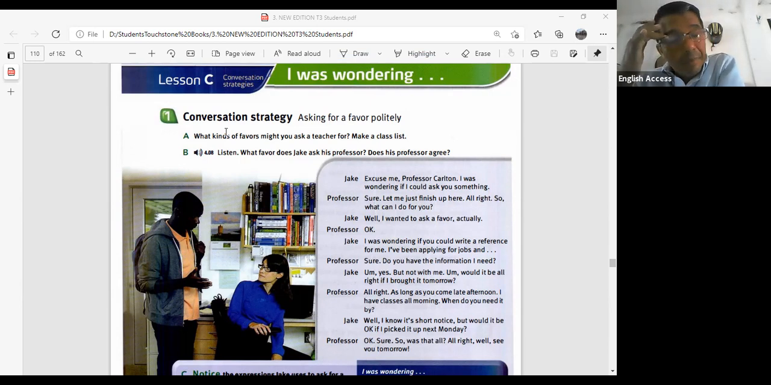Another specific question. What kind of favors might you ask a teacher for? Remember to be careful when you use ask, sorry, here, ask a teacher for. The object is in the middle. Remember this? Ask for.